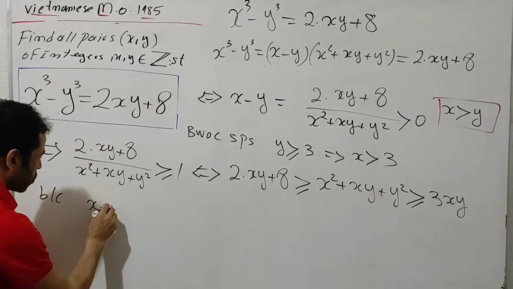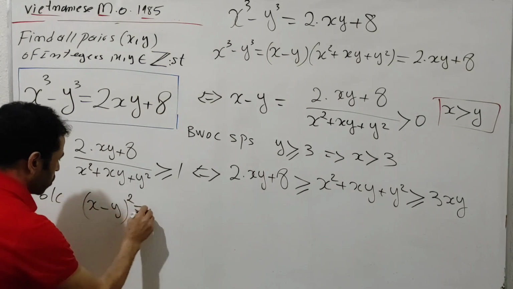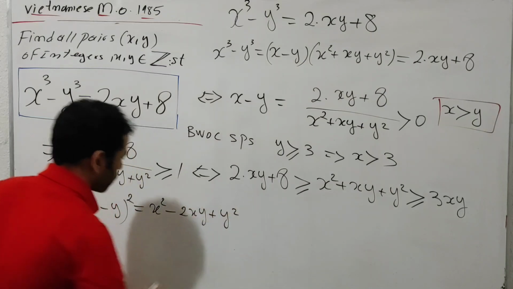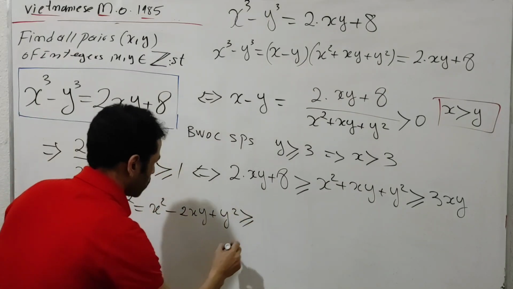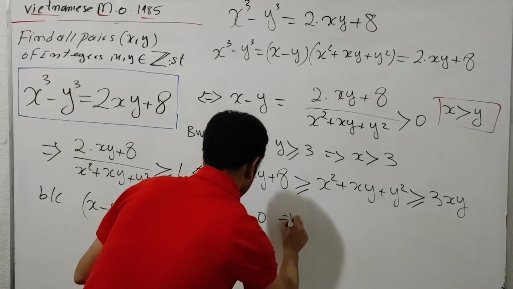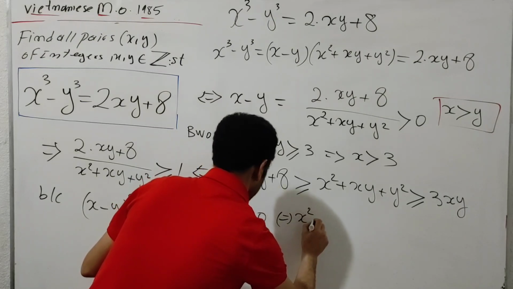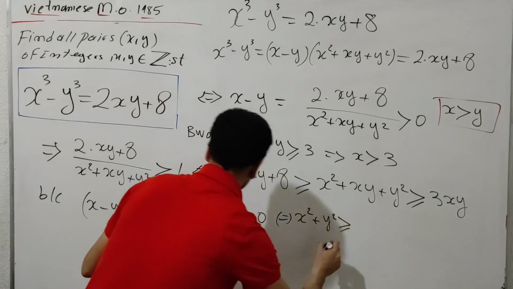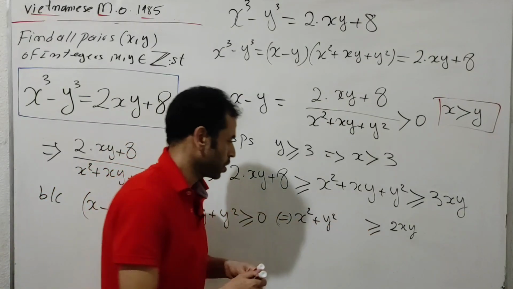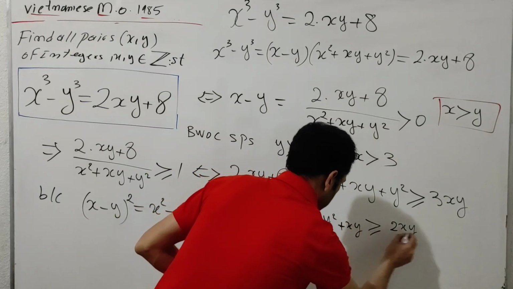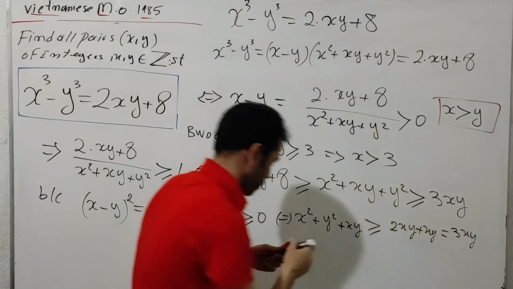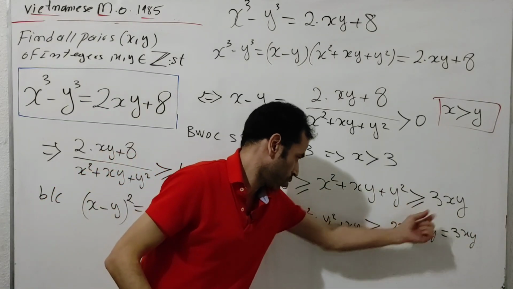Because we have (x minus y) squared equals x squared minus 2 times xy plus y squared. This term is superior or equal to 0. By taking this minus 2xy to the right hand side, I will get x squared plus y squared is superior or equal to 2xy. Then by adding xy on both sides, I will get plus xy here, plus xy here, equals 3xy, okay? That's why I write this one is bigger than this one, okay?